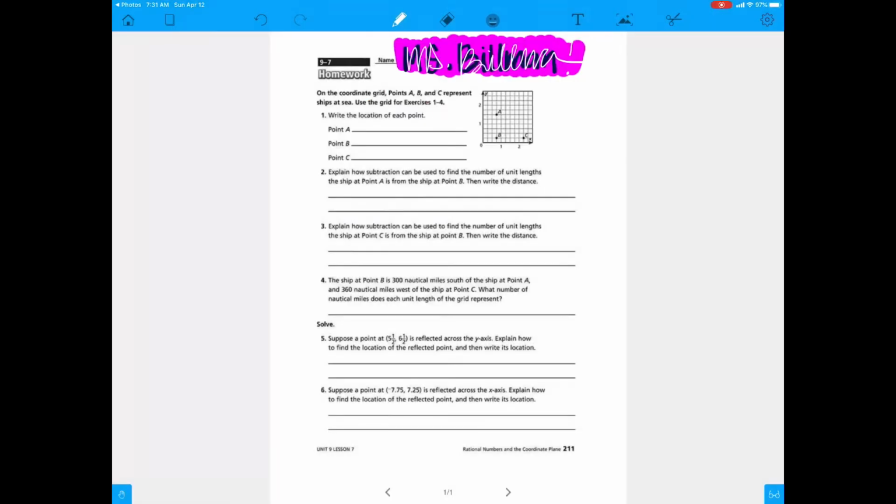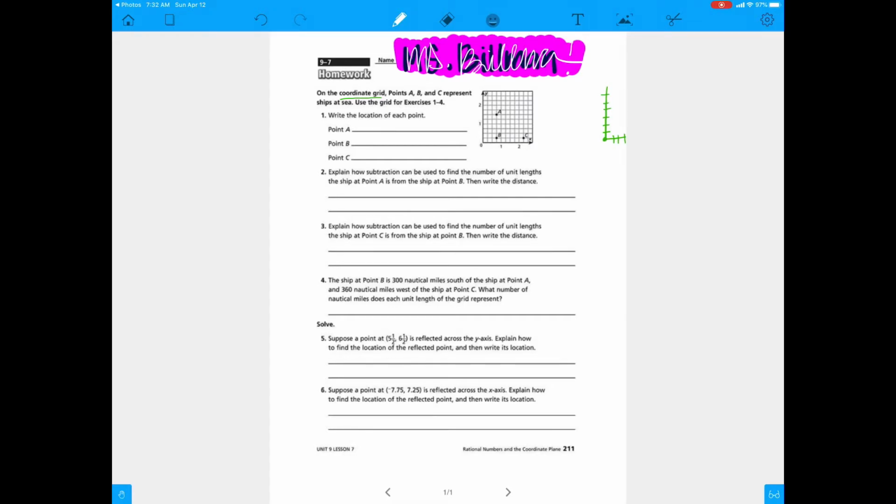So we're going to be looking at the coordinate grid. In this case, it's just quadrant 1 because it's all positive, but I do know that within the coordinate plane we do have 4 quadrants. Again, this is just quadrant 1.